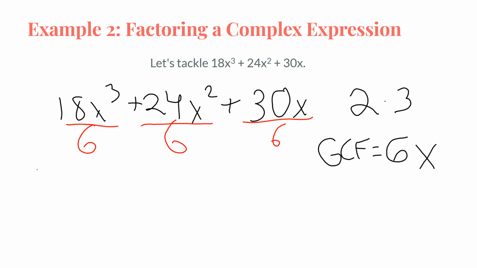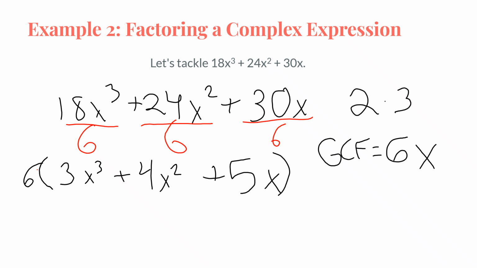So we have 6 outside because that's our factor. 18 divided by 6 gives us 3x cubed. 24 divided by 6, that gives us 4x squared. And then 30 divided by 6 gives us 5x. Now remember, our GCF is equal to 6x. So we factored out 6. Now we're going to go ahead and factor out an x.